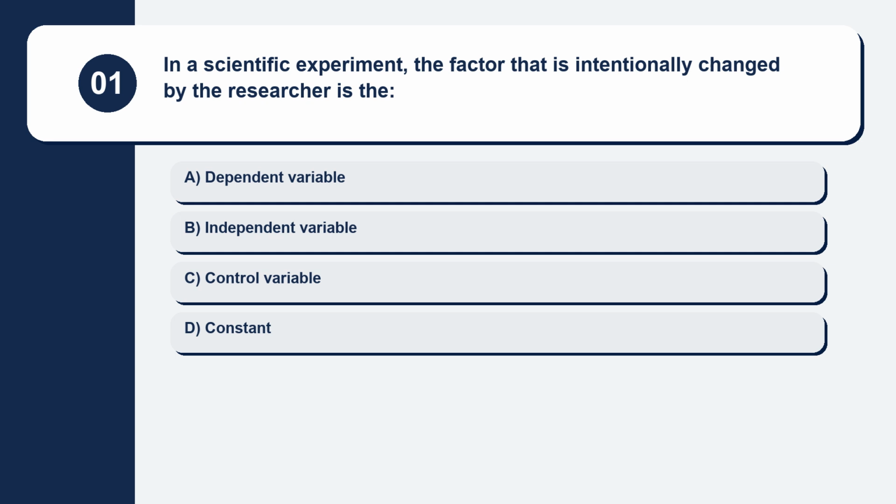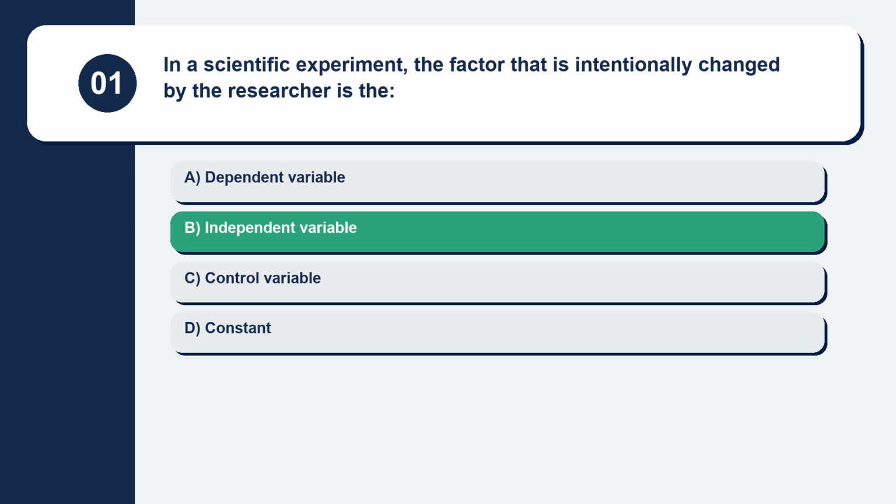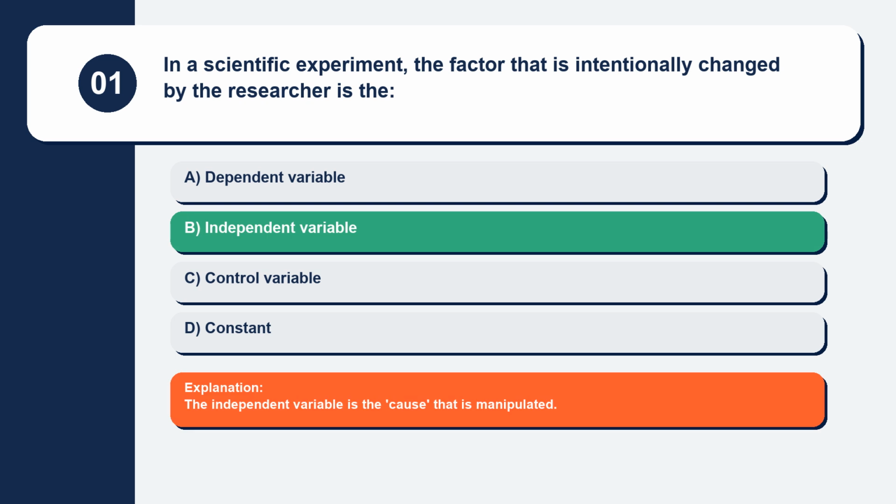Question 1. In a scientific experiment, the factor that is intentionally changed by the researcher is the: dependent variable, independent variable, control variable, constant. The independent variable is the cause that is manipulated.